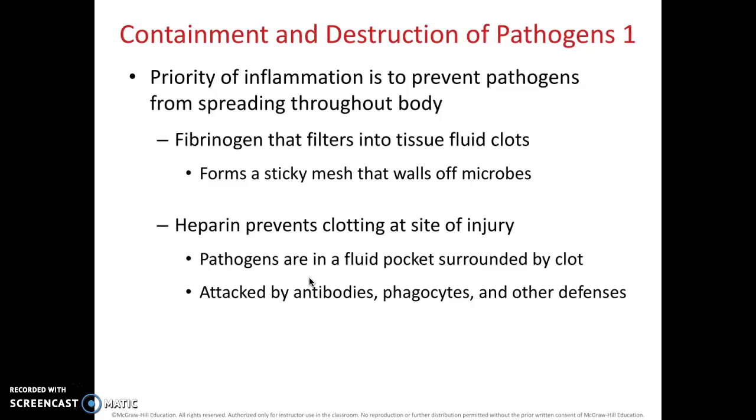So when there's acute trauma, fibrinogen filters into tissue fluid and clots, and that can help form a sticky mesh that walls off microbes. This can occur without having observable trauma, but there could be some localized trauma that you don't really see. So it doesn't necessarily mean that there's been a break in the skin. Heparin also helps with the containment and destruction of pathogens because it helps prevent clotting at the site of injury. So the pathogens are then going to be in a fluid pocket that's surrounded by the clot, and there they can be attacked by antibodies, phagocytic cells, and other defenses so that they can be contained and destroyed.